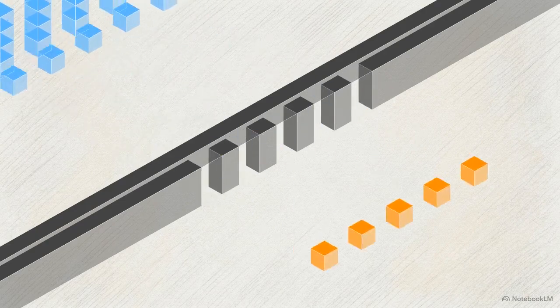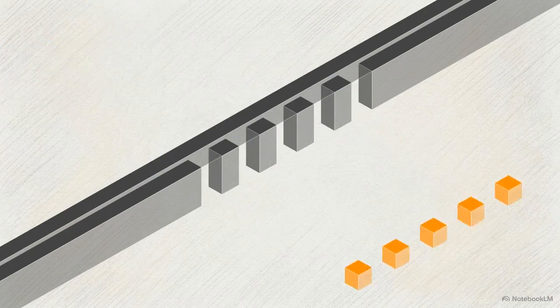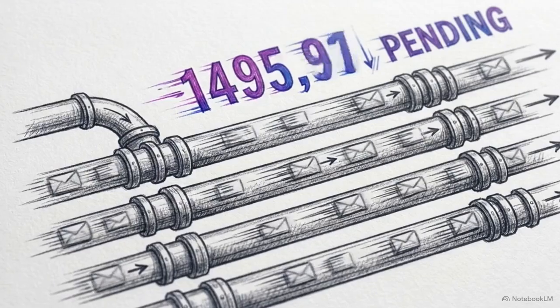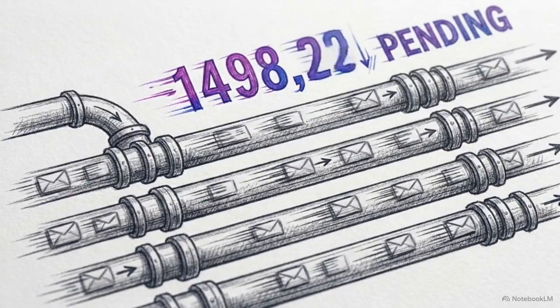Instead of one gate, the system opens 5 lanes, allowing multiple records to process at the exact same time. The backlog clears immediately because the system is now doing the work of 5 linear flows at once.